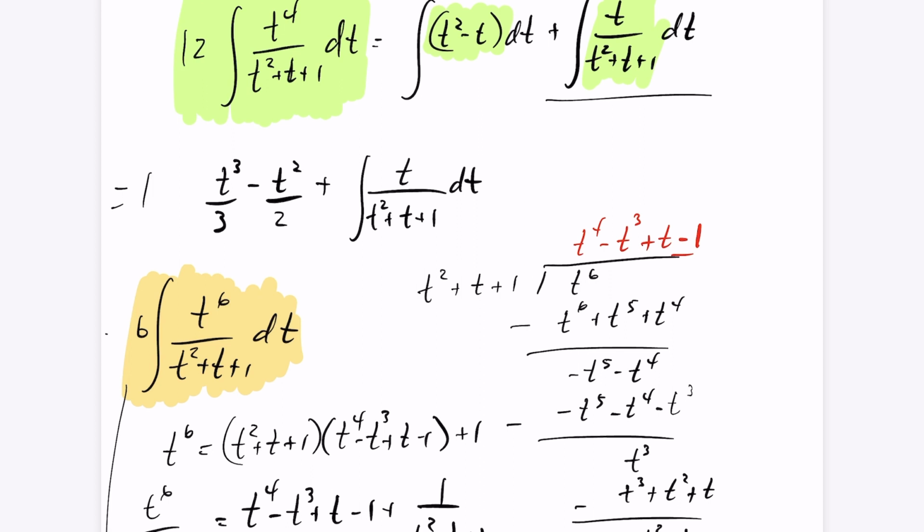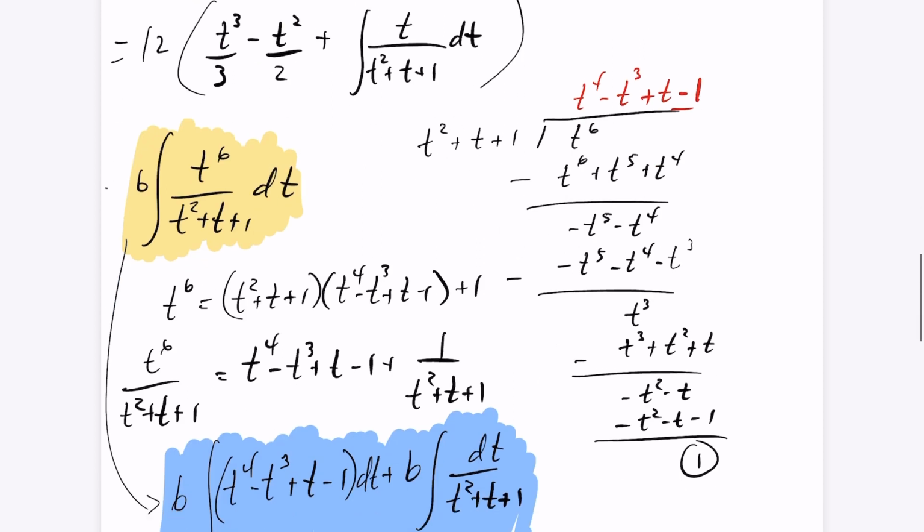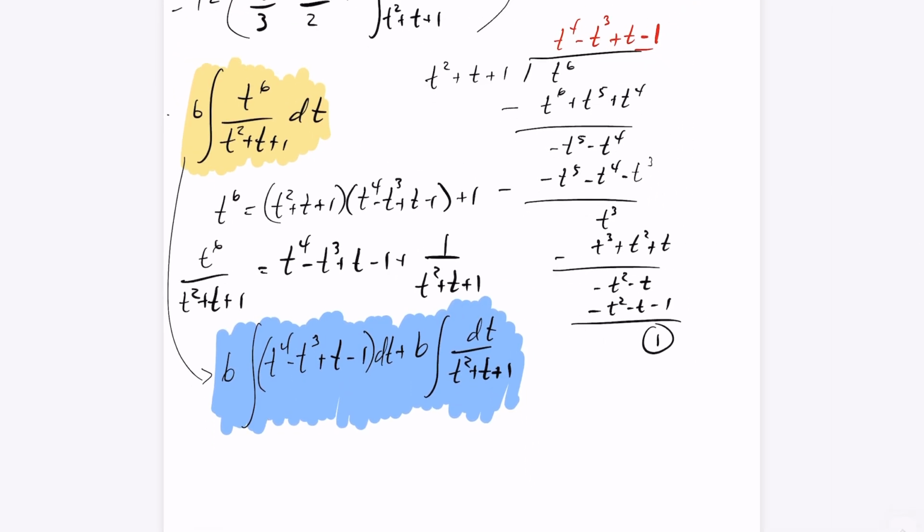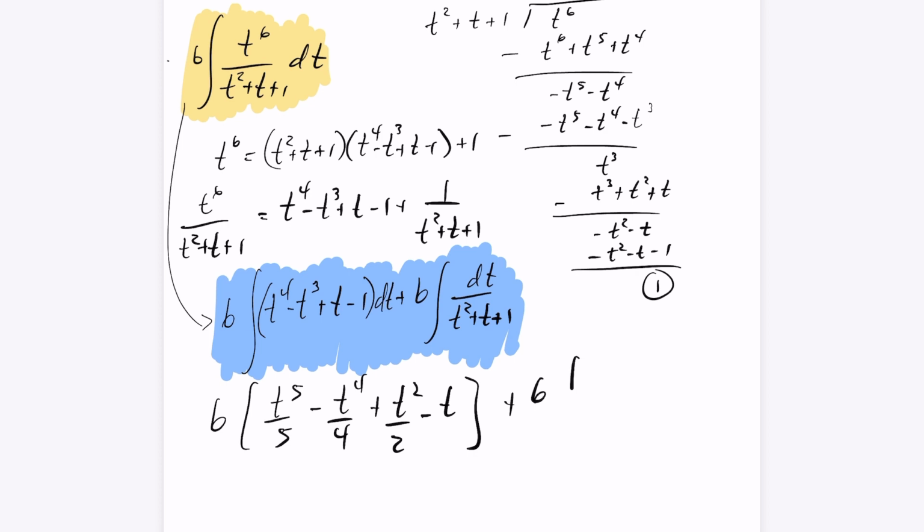This is going to equal 12. And this whole thing is being multiplied by 12. So continuing this on here, this will be 6. I'm going to take my integral here. So this will be t to the 5th over 5 minus t to the 4th over 4 plus t squared over 2 minus t. That'll be the integral of that. And I'm going to leave this as it is.